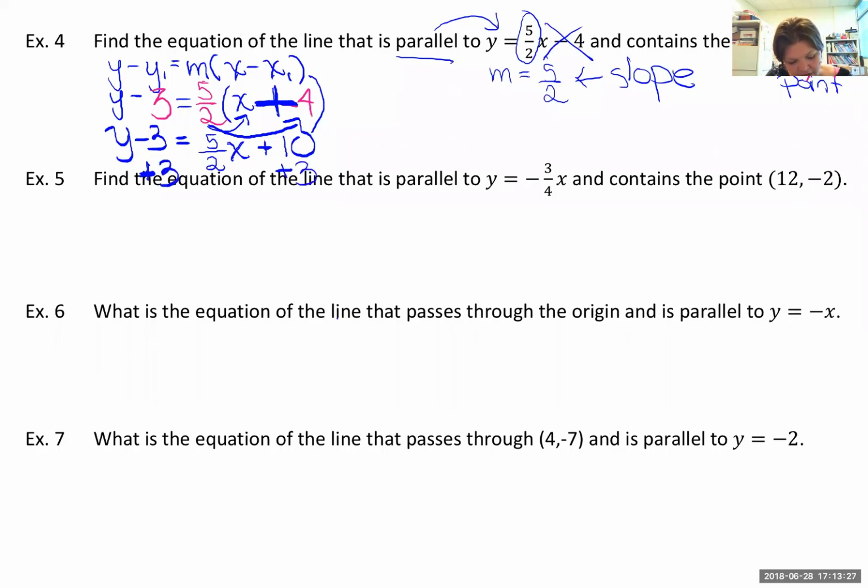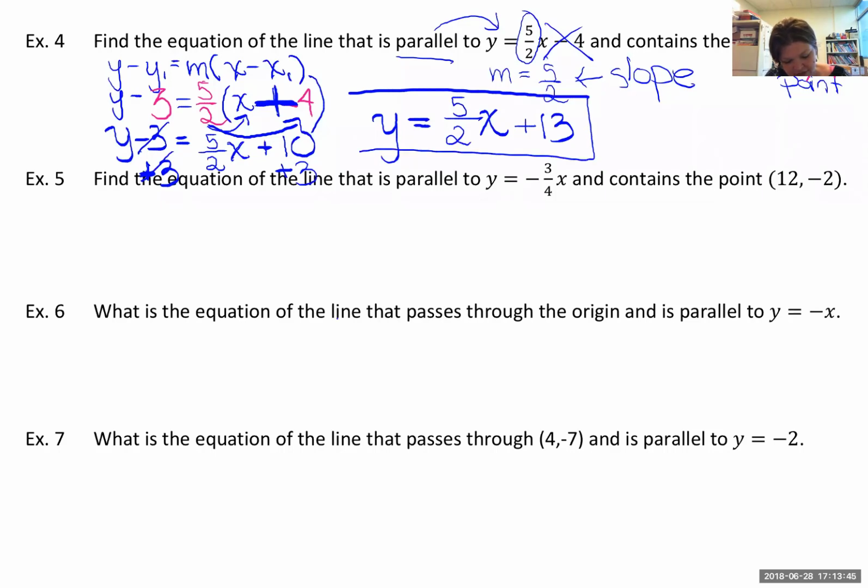Okay. On the left hand side, subtracting 3 and adding 3 cancels so that my y is alone like I wanted. I didn't combine anything with my 5/2 x, so it's still 5/2 x. Ooh, that's hard to say. And then positive 10 plus 3 is, of course, positive 13. And that is done. That is the equation of that line. And I know I'm done because y is alone. You want your final answer in slope-intercept form, so y should be alone.